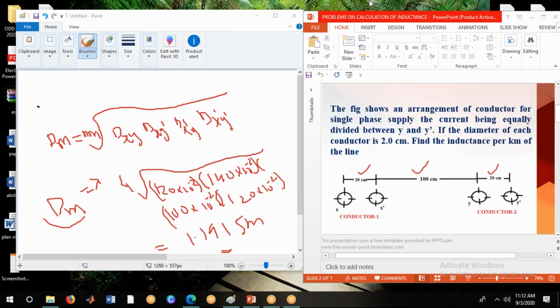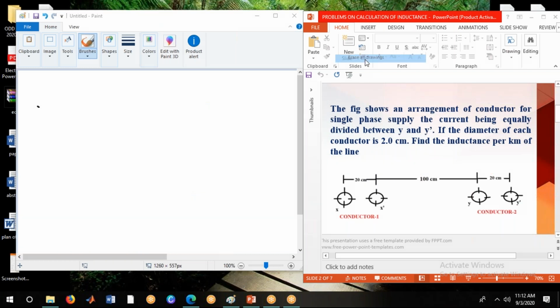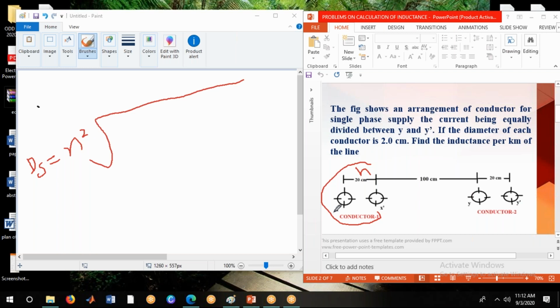Now I will find the DS value, that is the self GMD value. Now see here, we are taking this conductor as a reference, right? The DS formula is DS equals the n square root of... So we are taking conductor 1 as a reference. It has n number of conductors, right? That's why I'm taking n square, n into n, and the root of it. Here we have to find the self distance and the internal distance.